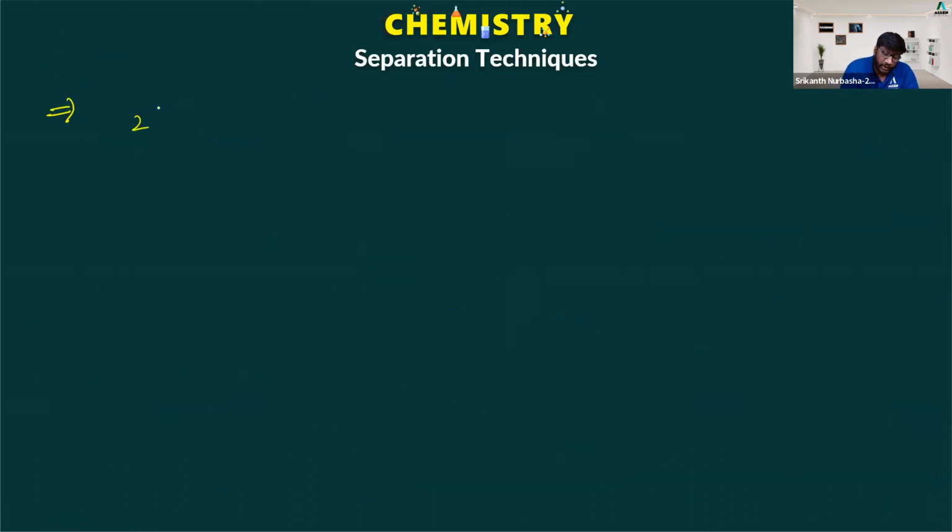So 2 into V minus V1 by 2 ml of NH3 is reacting, or is required to react, with acid left out.